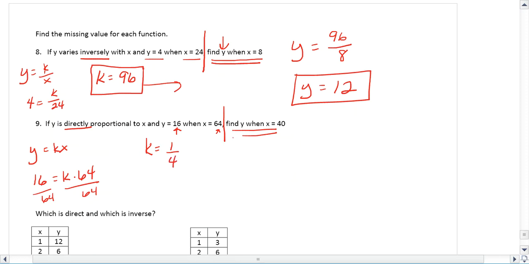So let's now go to the second step of the problem. Let's find y when x is 40. So y equals kx. k is 1/4 in this case, and that's going to be multiplied by 40. And 1/4 times 40 is 10. So y equals 10.